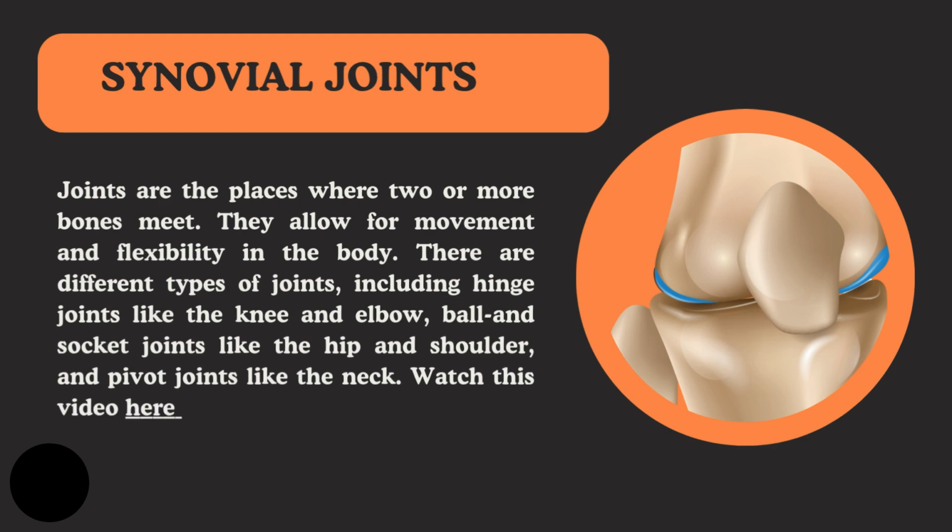Basically, synovial joints are the places where two or more bones meet. They allow for movement and flexibility in the body. There are different types of joints, including hinge joints like the knee and elbow, ball and socket joints like the hip and the shoulder, and pivot joints like the neck.